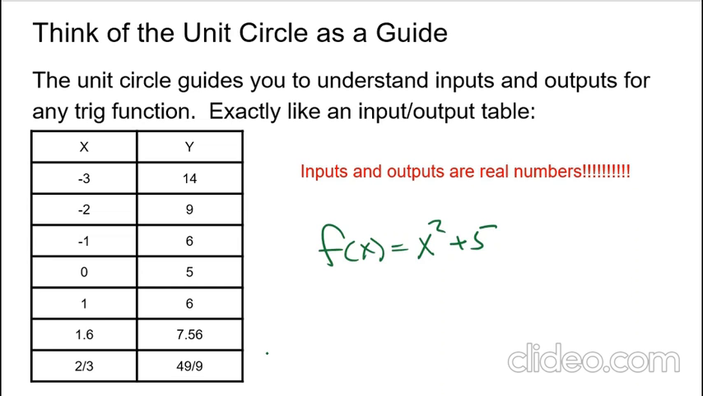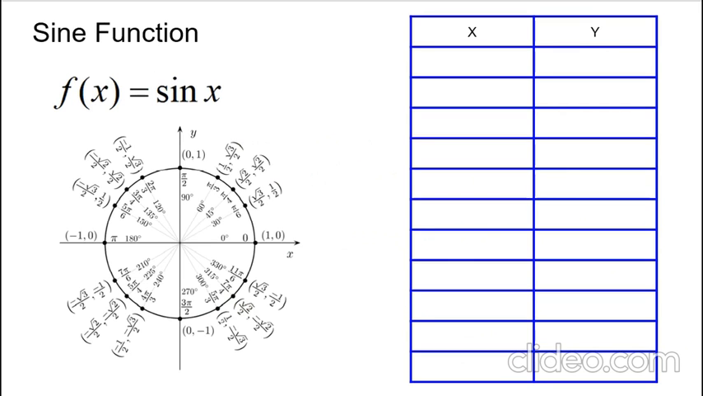But the idea is that an input-output table is just a guide, so that when I go and graph, I know that there needs to be a point, a dot, at negative 3, 14. I know where to put that dot. I know there needs to be a dot at 0, 5. Again, that's the whole point of an input-output table: it's a guide to tell you where to put your dots. So we're going to use the unit circle as a guide to tell us what our input and our output is. Let's further explain this by looking more specifically at the sine function. f of x equals sine.